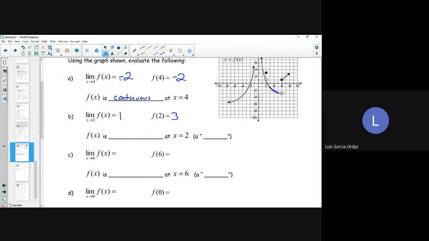So what would you say about f of x? Continuous or discontinuous at x is equal to 2? It's discontinuous. And why is it discontinuous? What does that open circle tell us at that specific x value? There's a hole. So a hole implies discontinuous.